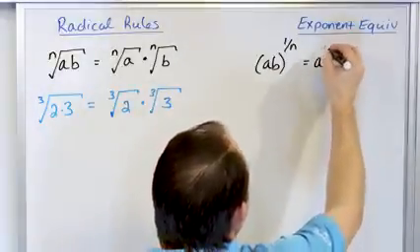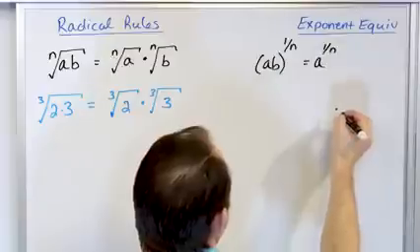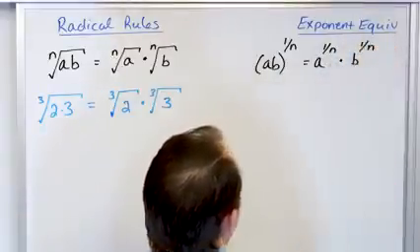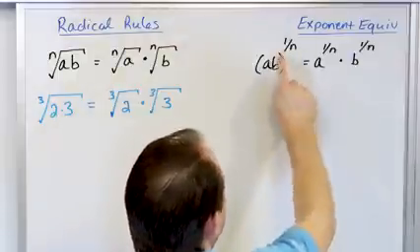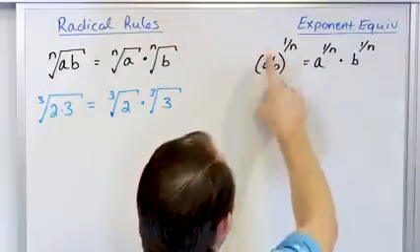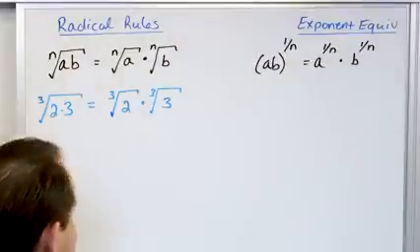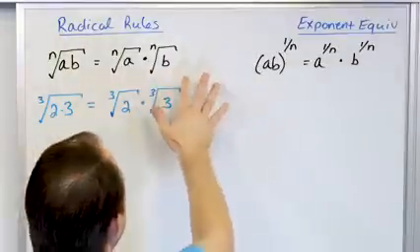So this would mean that A would have a 1 over n power, and it would be multiplied by B, which would have a 1 over n power as well. If it were squared, for instance, instead of 1 over n, the 2 would operate on A and the 2 would operate on B. They would be multiplied together. So you see where this is coming from now.